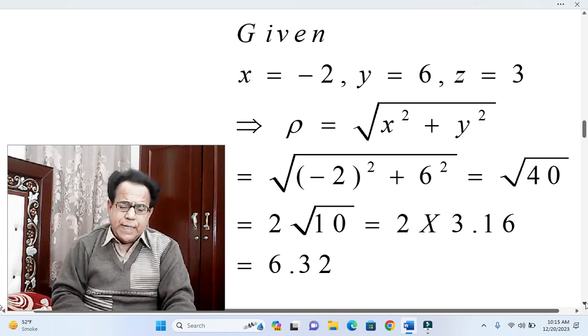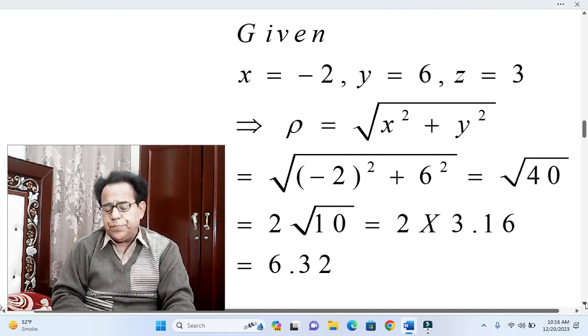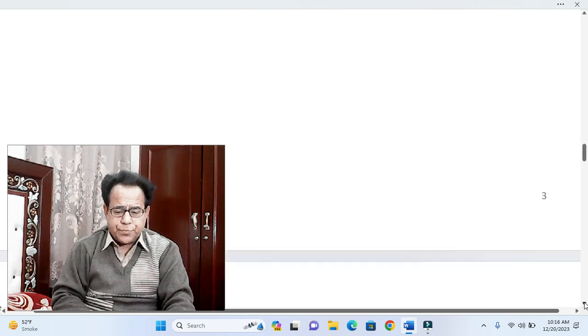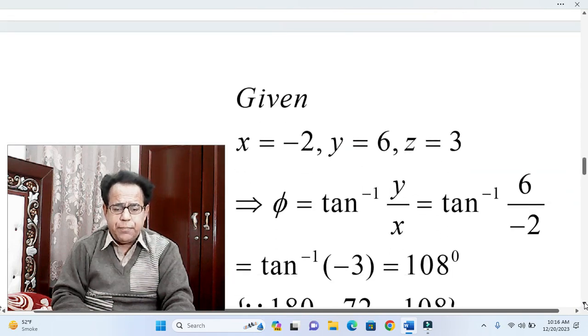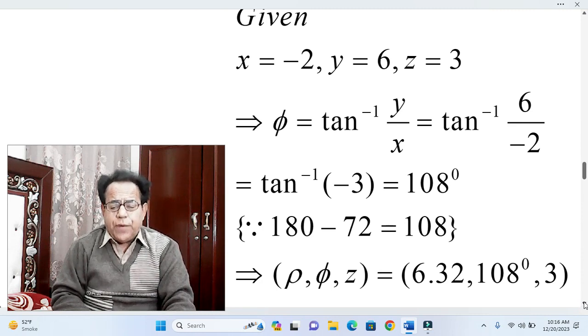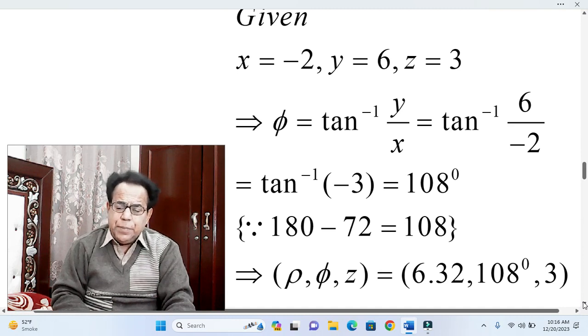After simplification our answer becomes rho equal to 6.32. Okay, so we have solved one part of this problem. Then again, given x equal to -2, y equal to 6 and z equal to 3, the second coordinate phi is equal to tangent inverse y over x, which becomes tangent inverse 6 over -2, which becomes tangent inverse -3, and this becomes equal to 108 degrees.